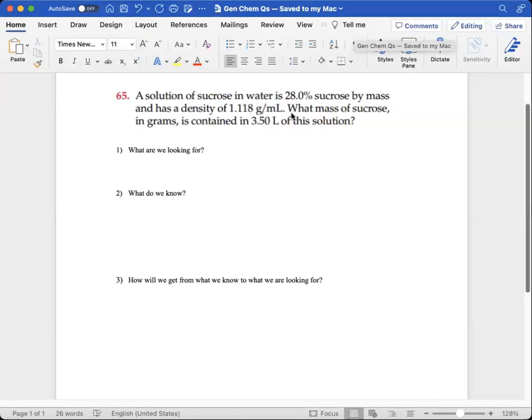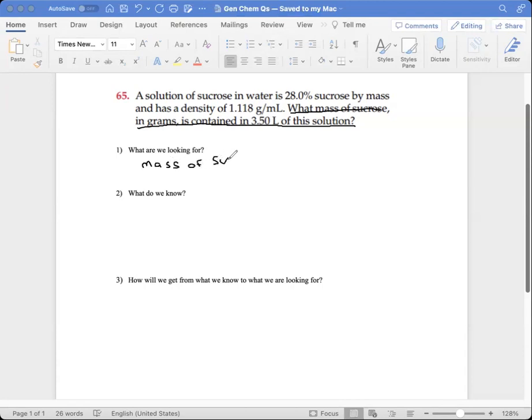So always start with the end of the question. What mass of sucrose in grams is contained in 3.50 liters of this solution? So what we're looking for here is mass of sucrose. And some things that we know: 28% sucrose solution by mass.